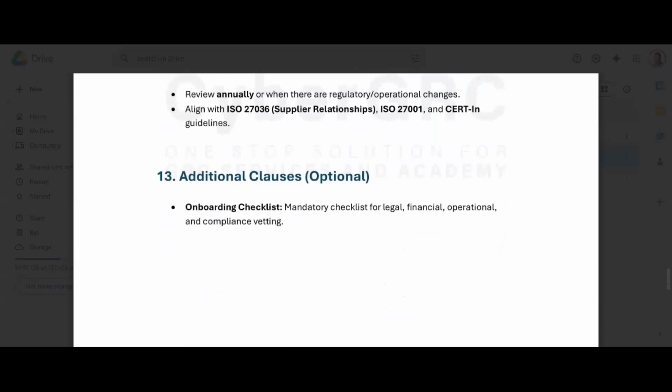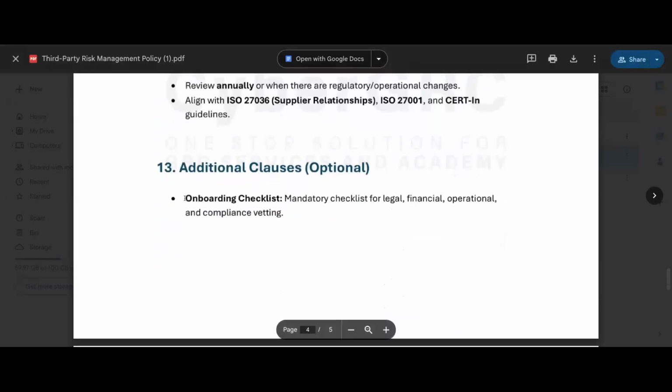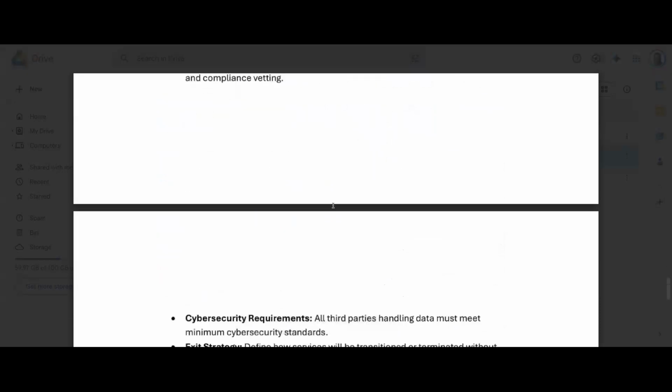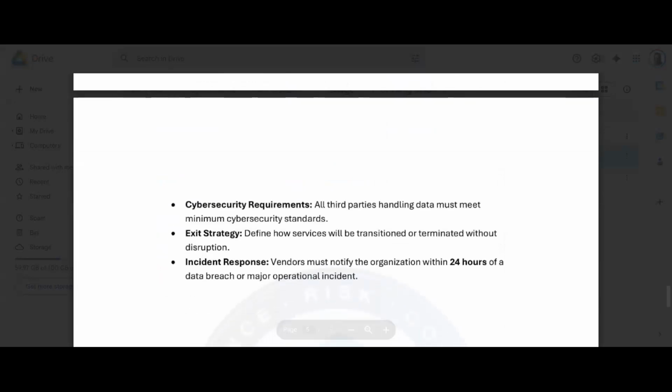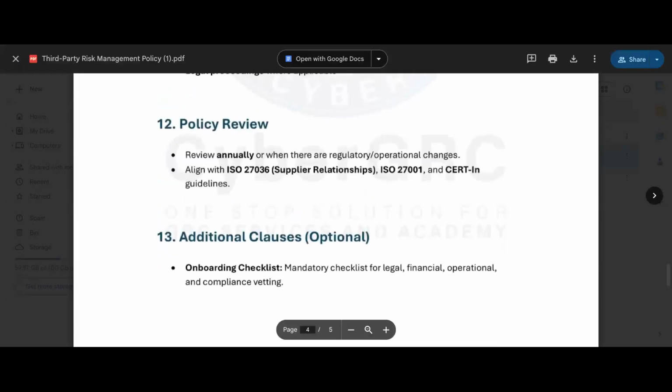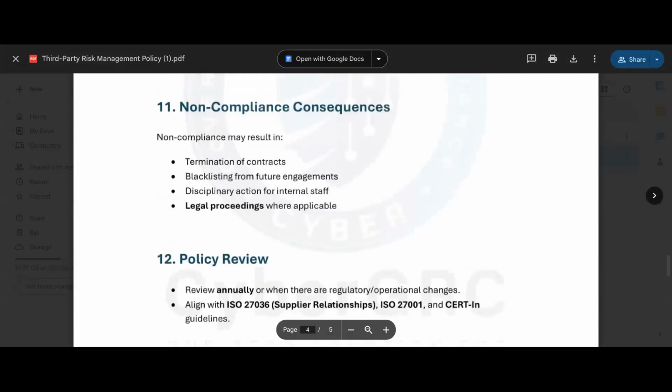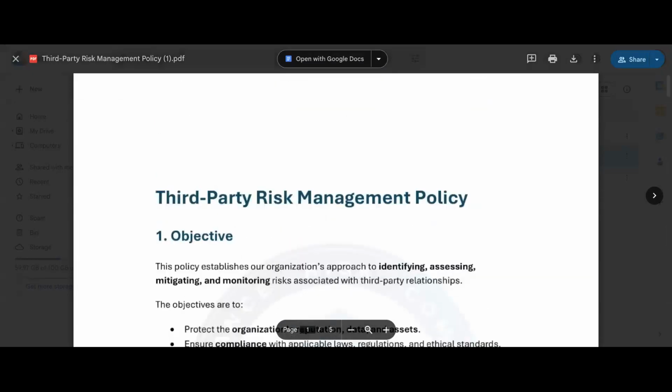Any additional clauses are optional. If you want, you can have an onboarding checklist also. These are the additional clauses that you can add over here, but they are not required. These are additional. Till here, it is sufficient.